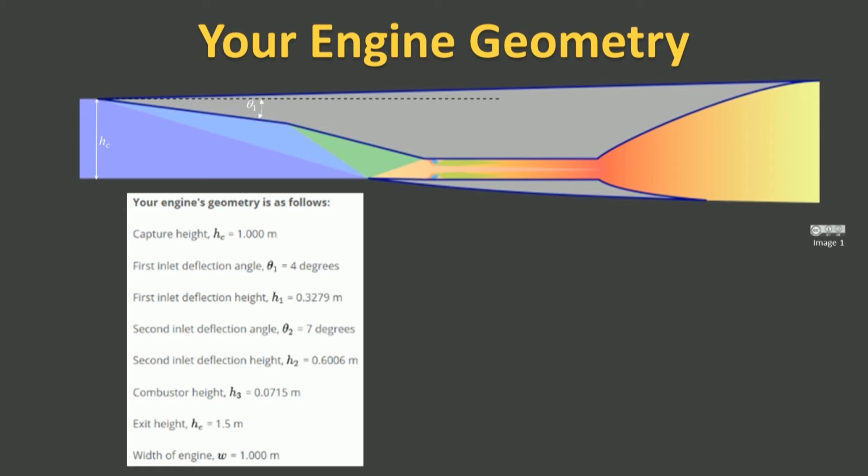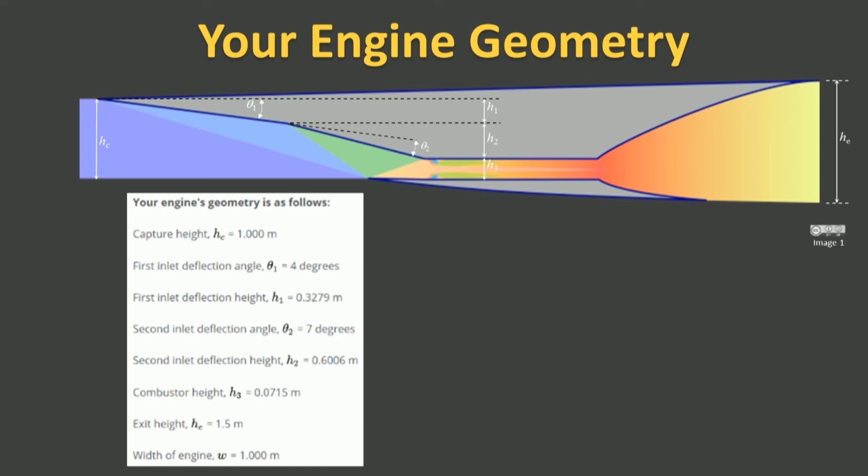Next is the deflection angle of the first surface of the inlet, θ1. The vertical height of this surface, h1, is given next. Then the additional deflection angle of the second surface, θ2, is given. Note that θ2 is measured relative to the angle of the first deflection surface. The vertical height of this surface is h2. The height of the combustor is h3. And the last piece of geometry is the height at the exit of the thrust nozzle, he.